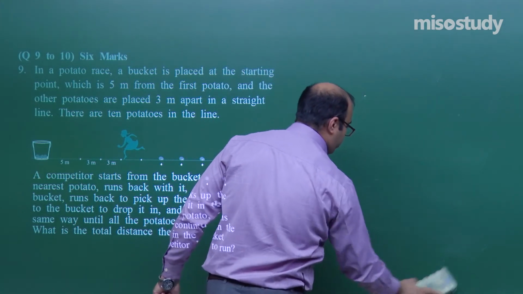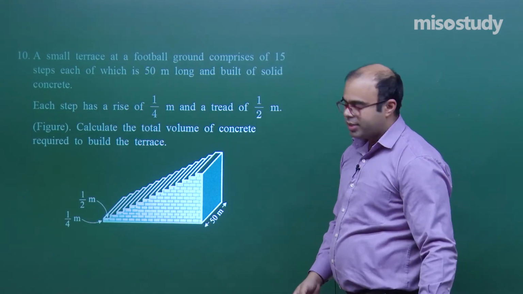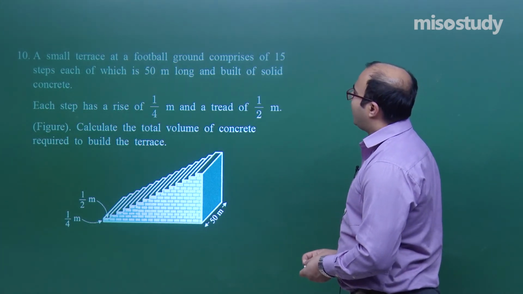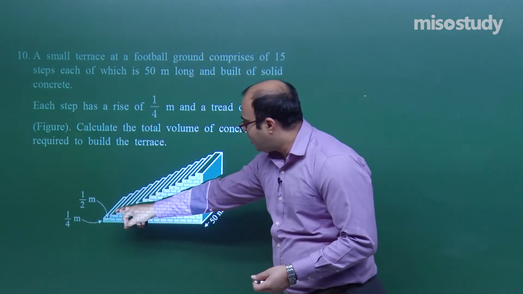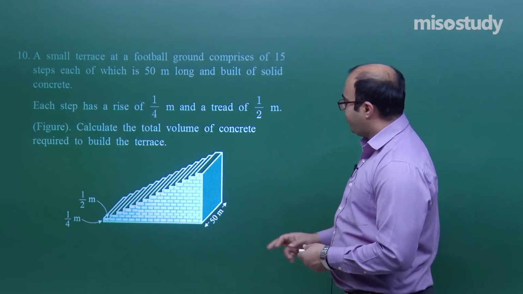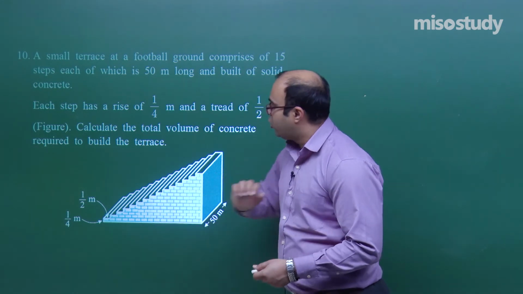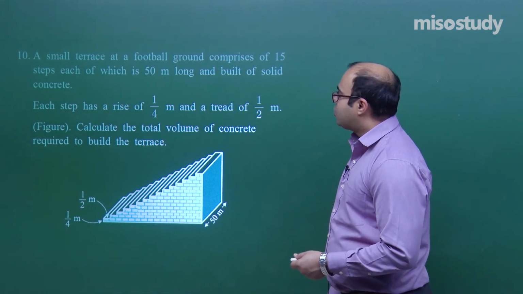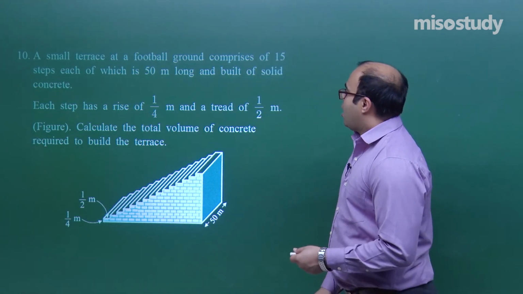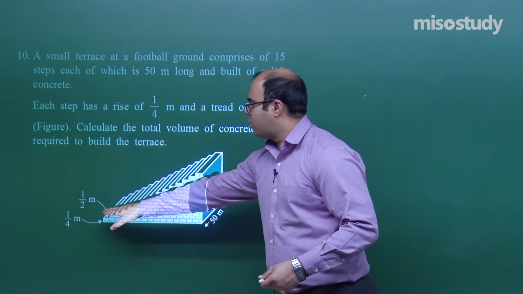Let us move on to the next question. The next question here, the 10th question, the last question, is again of 6 marks. A small terrace at a football ground comprises 15 steps. So here there are 15 steps and this is a terrace, each of which is 50 meter long. So you can see the length is 50 meter, and it is built of solid concrete. Each step has a rise of 1 by 4 meter, so each step is 1 by 4 meter high, and a tread of half meter. So the length of the tread in which you can put the foot is half meter.